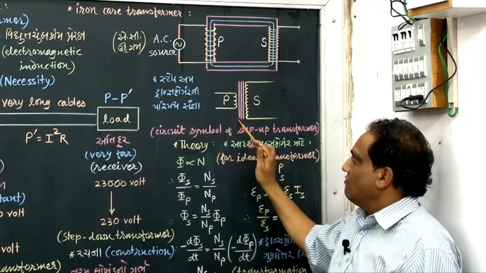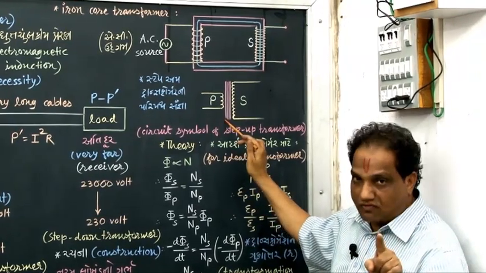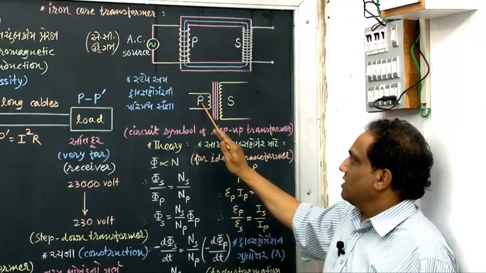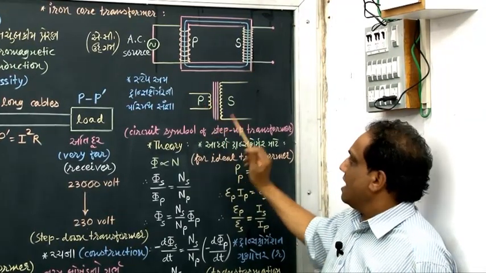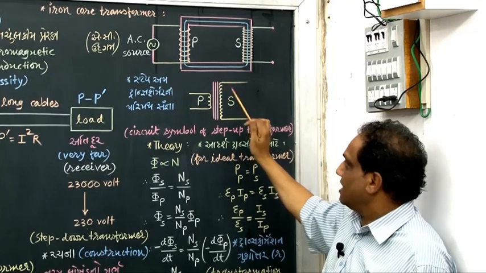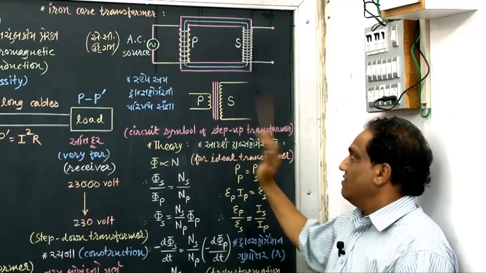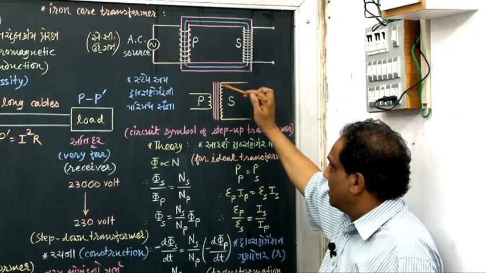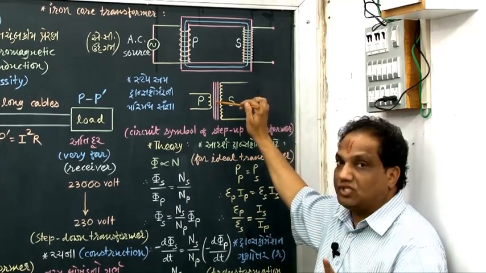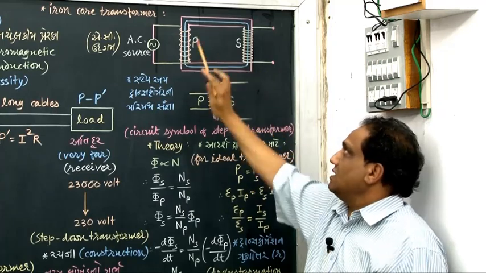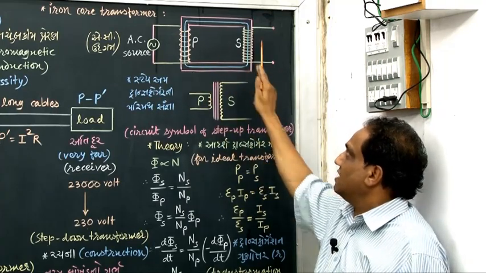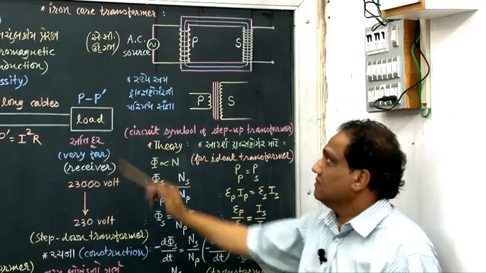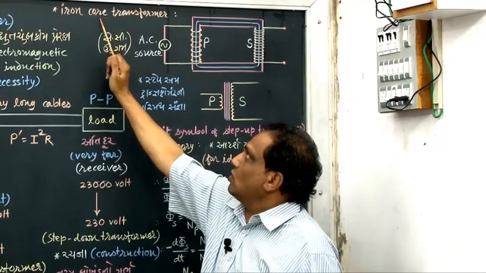This is the circuit symbol for a step up transformer, in which the number of turns in the primary coil is less and the number of turns in the secondary coil is more. If the reverse is the case, then it is called a step down transformer. These three vertical lines indicate the presence of an iron core, and such a transformer in which at the center we find a soft iron medium is known as an iron core transformer.